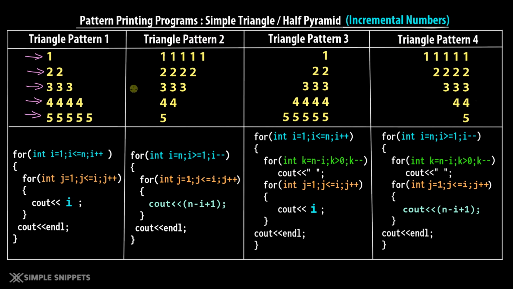So all the 4 patterns look different, but this trend of the number being 1 more at every row is common, correct? So even in triangle pattern 2, you can see the first row has the number 1, second row has number 2, and so on and so forth. In pattern 3 and 4 also, first row has number 1, second row has number 2, and so on and so forth.